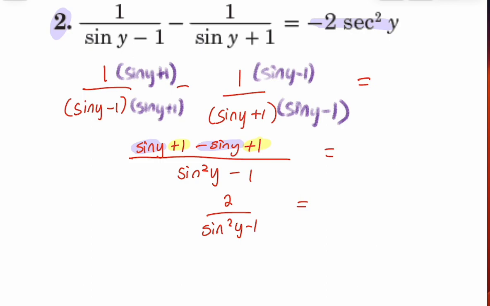Now remember, negative 2 secant squared, you should always keep in the back of your mind, what is that? That is negative 2 over a cosine squared. So I have a Pythagorean about sines and cosines. I know that sine squared plus cosine squared is equal to 1. So cosine squared is 1 minus sine squared. It is not sine squared minus 1.